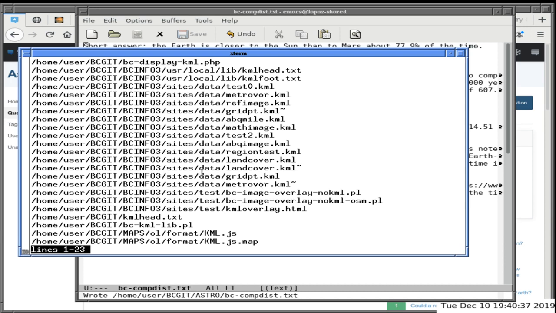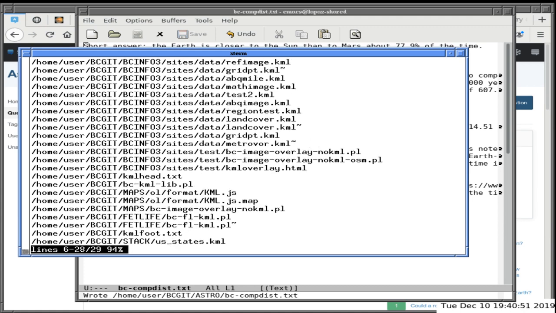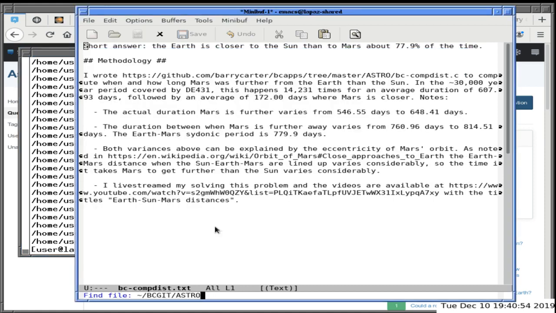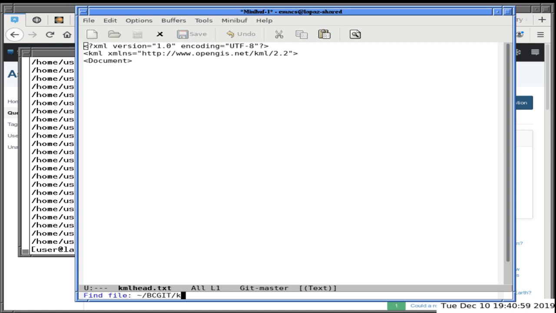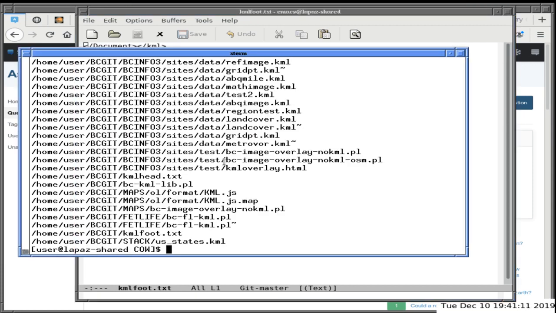Land cover, KML head, KML. I wrote a library. That's nice of me. And it's not really that hard. Oh, and I also have a KML foot. Okay. So why don't we look at these? And I think these are exactly the parts that are just at the very beginning, at the end. Okay.